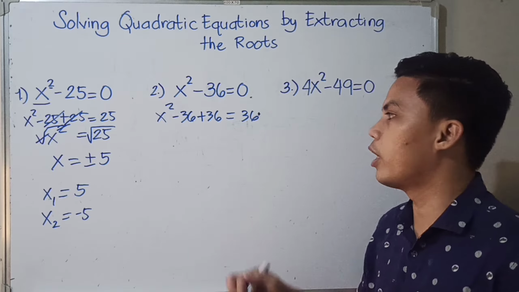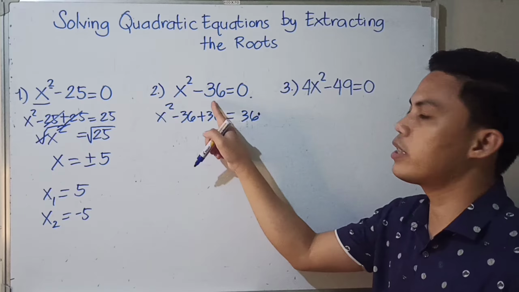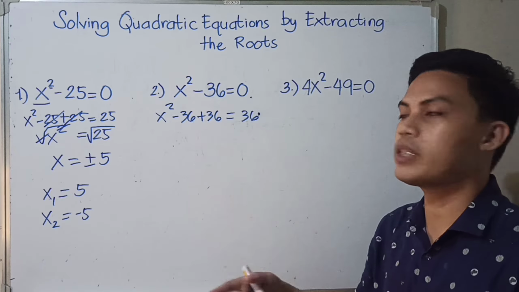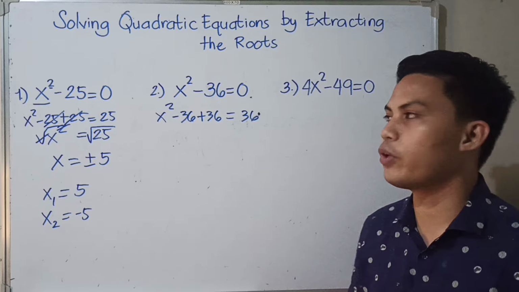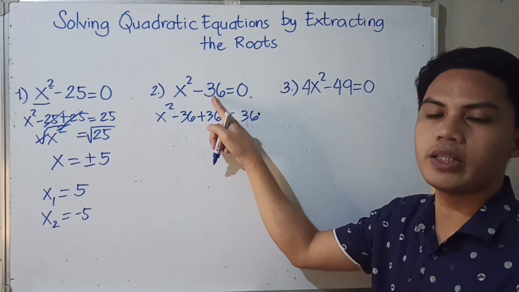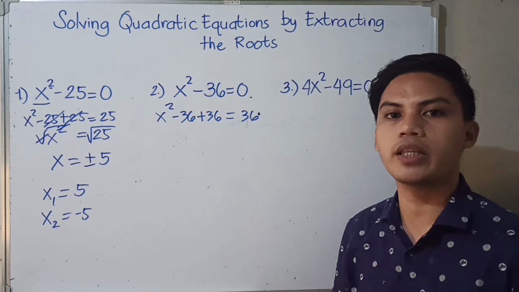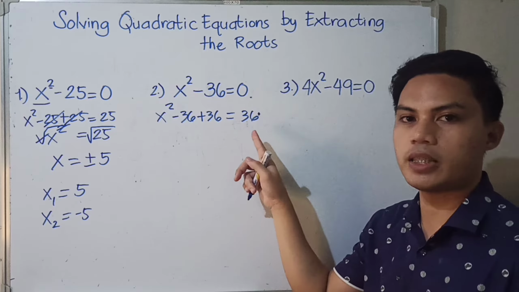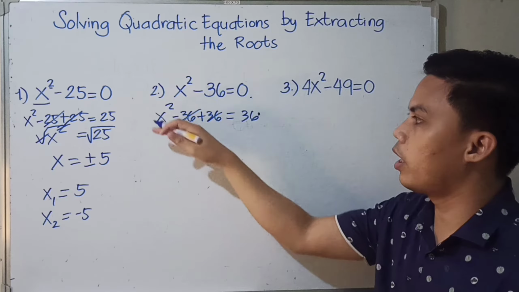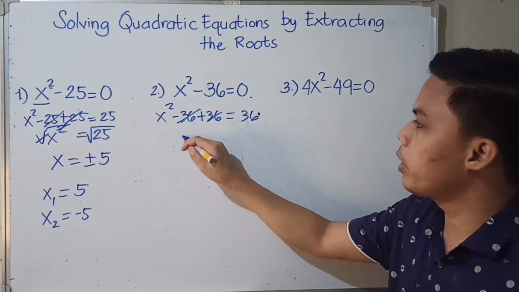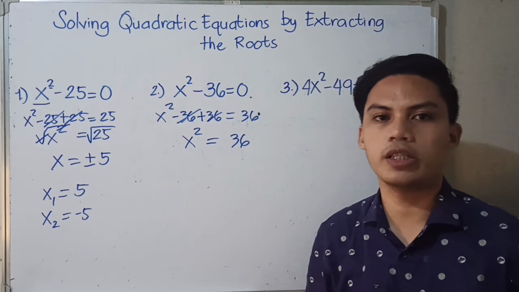So, nagdagdag tayo ng positive 36 sa both sides ng equation para matanggal si negative 36 at malipat siya sa right side ng equation. Again, pwede rin nating i-shortcut, pwede rin nating i-transpose agad si negative 36 papuntang right side ng equation. Automatic magbabago ang kanyang sign from negative magiging positive 36. Okay. So you can skip this step. So what remains would be x squared is equal to 36.